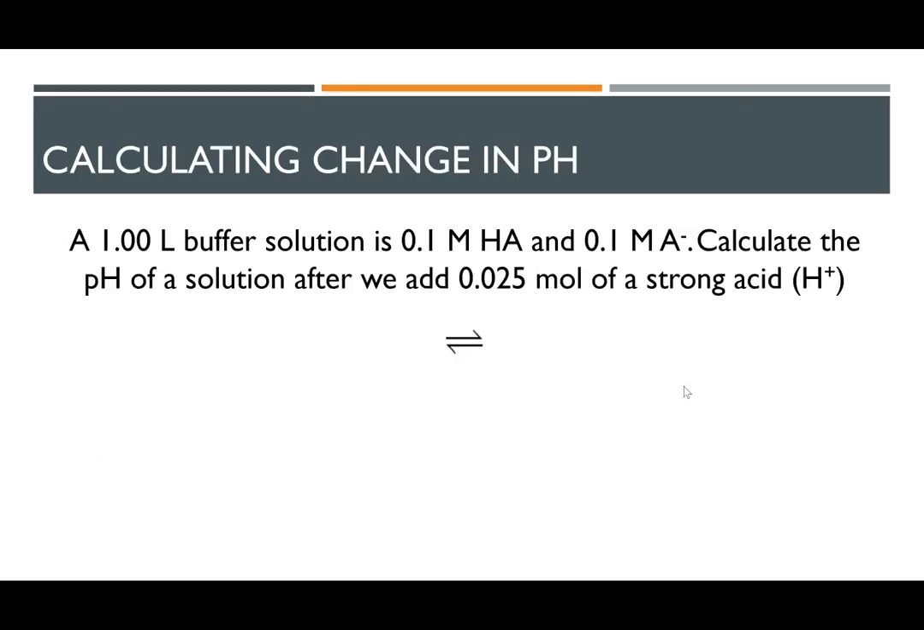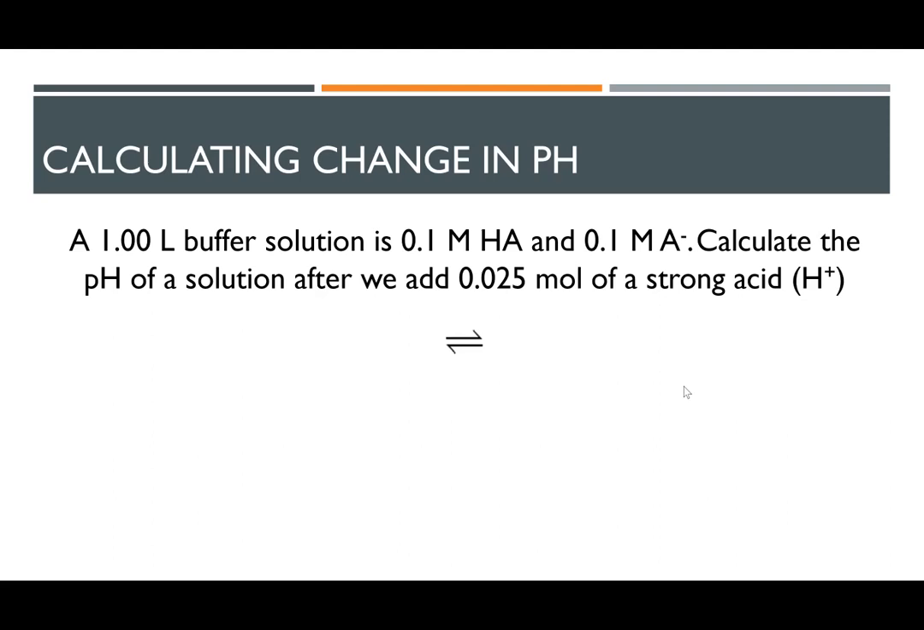Okay, so let's just dive right into a problem. We've got a 1 liter buffer solution that is 0.1 molar in our weak acid and 0.1 molar in the conjugate base. Calculate the pH of the solution after we add 0.025 moles of a strong acid.